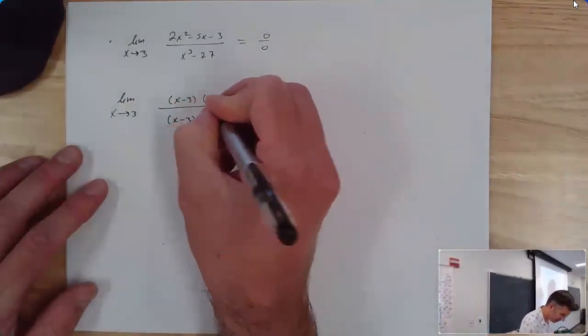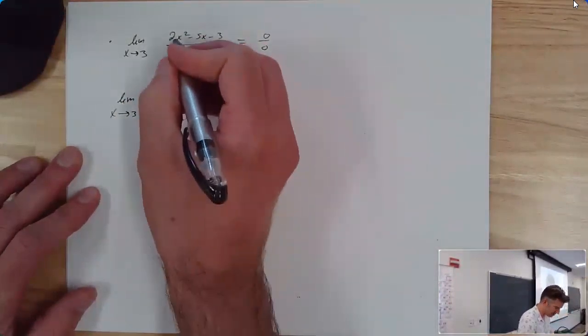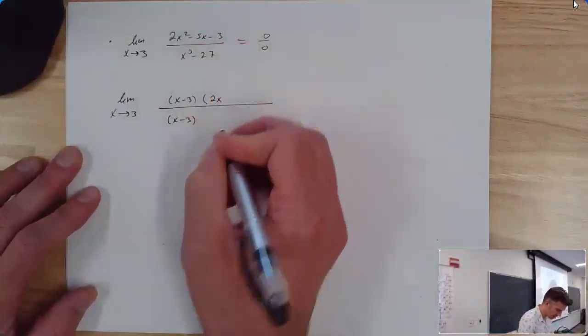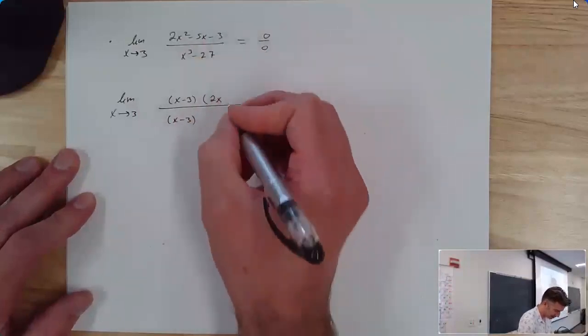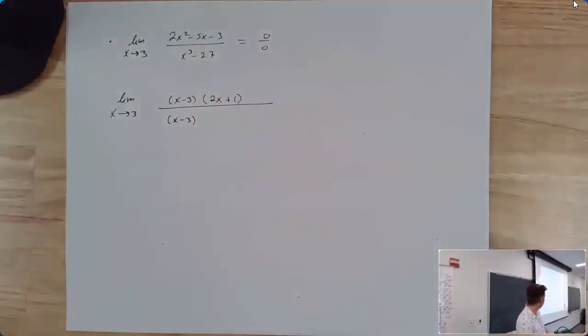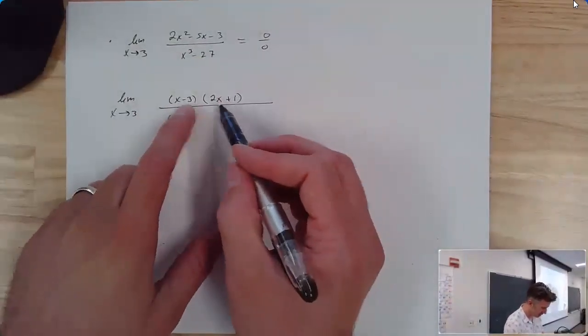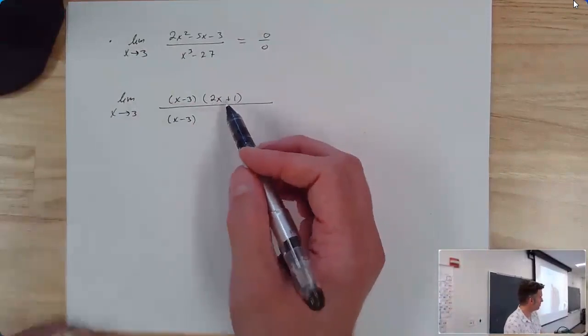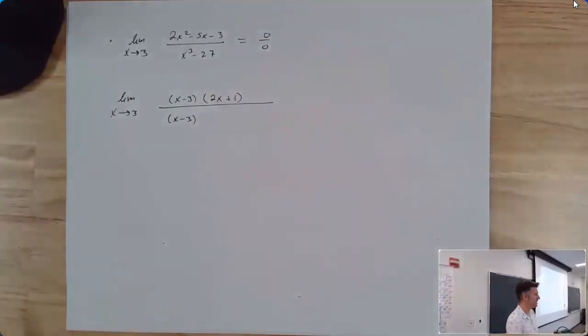So on top, I need something times x to give me 2x squared, so I need a 2x. And something times -3 to give me -3, so I need a +1. Kind of nice how that works. x minus 3 times 2x plus 1, and it does work. If we check, I get -6x plus x, that's a -5x. Cool. The bottom, difference of cubes.